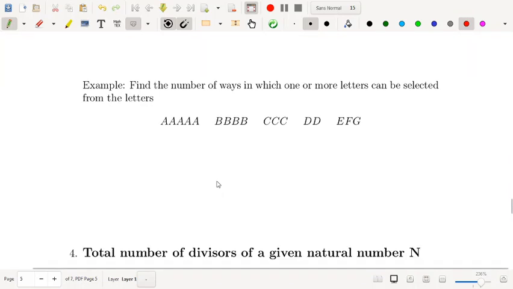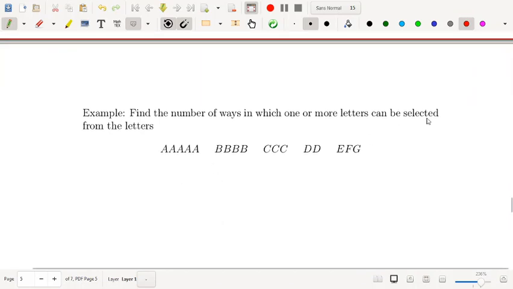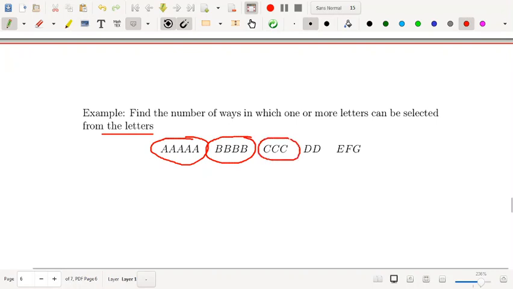Find the number of ways in which one or more letters can be selected from the letters. Look at that, there are 5 identical A's, 4 B's, 3 C's, 2 D's, and 3 different letters E, F, G. So how many selections? One or more is possible.